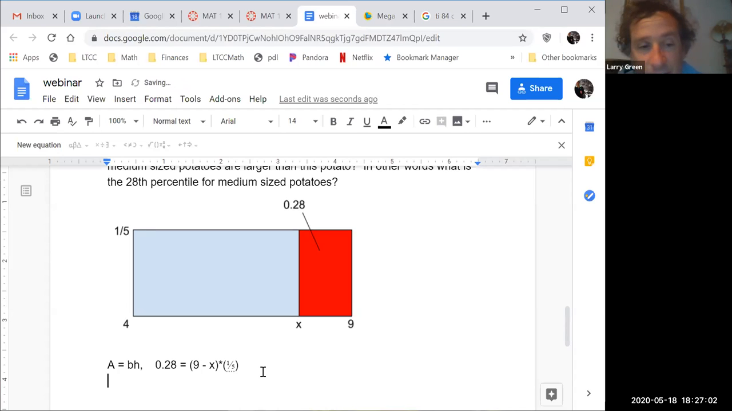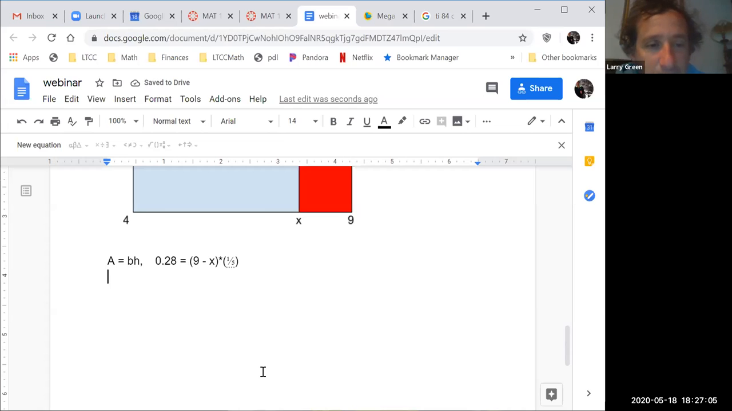So now we've got to get x by itself, and that's going to take a little bit of work. So I'm going to multiply left and right by 5. And I can say that 5 times 0.28 is equal to 9 minus x. Any questions on that? That's how you get rid of a 1/5. Now what I can do is subtract 9. That's how you get rid of the 9. So when I subtract 9, I get 5 times 0.28 minus 9 is equal to negative x.